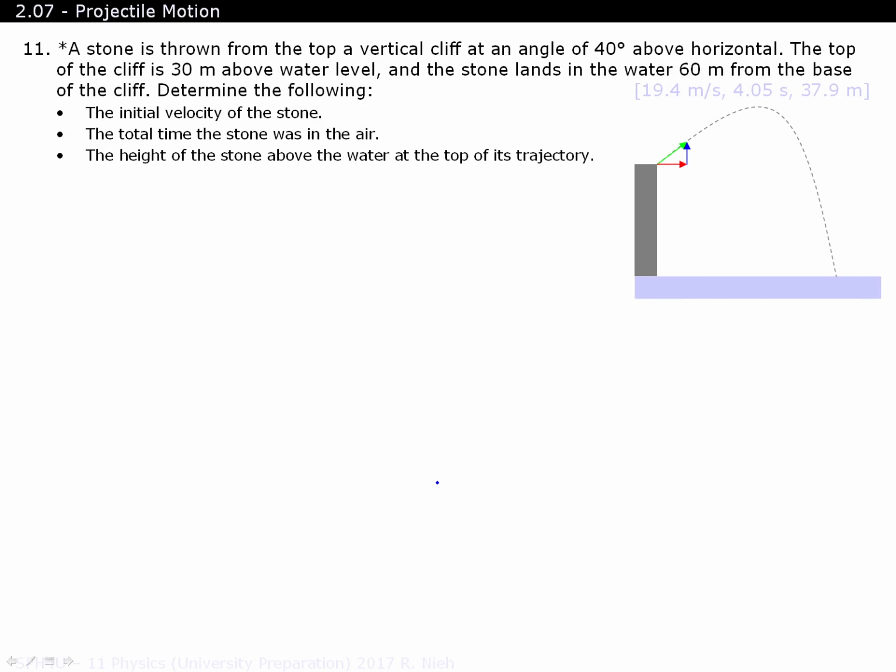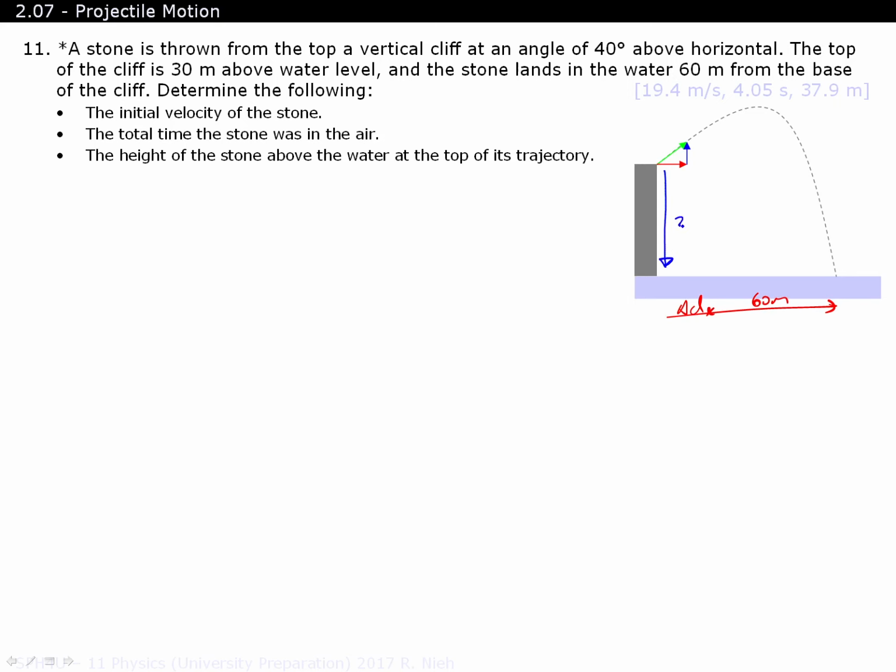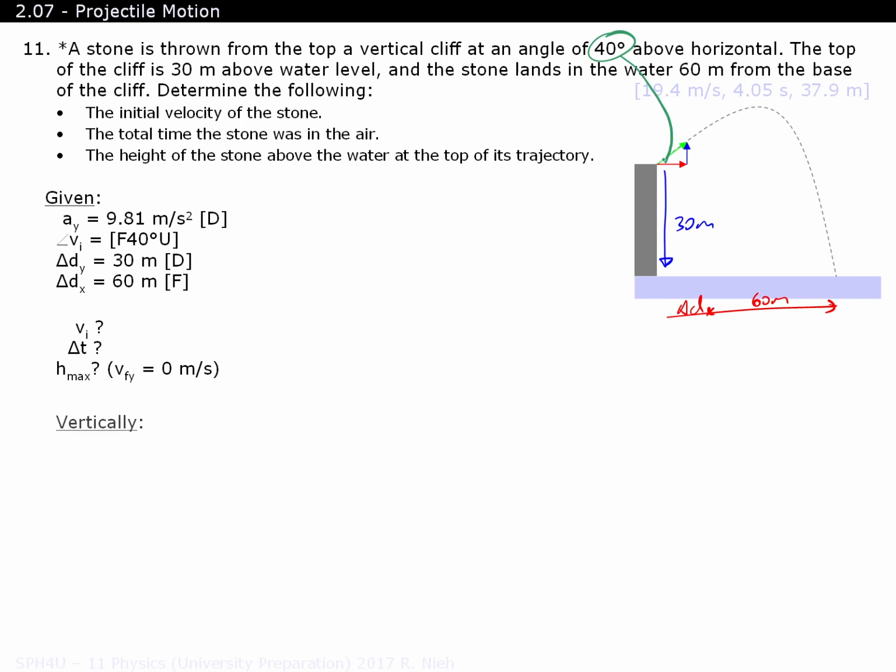Number 11 probably shares the same fate. What do we know? Its horizontal range is 60 meters, so we know that our dx is 60 meters. We know that its fall is 30 meters. We also know the projection angle, which is 40 degrees above the horizontal. So it's very similar to the previous question.